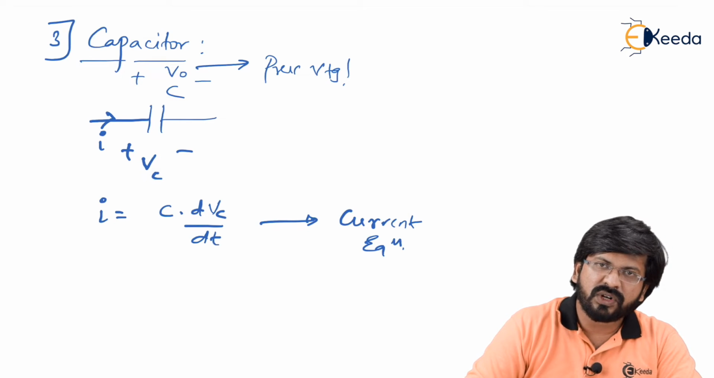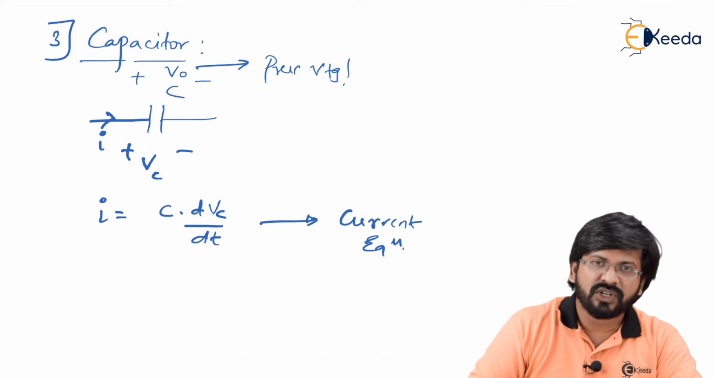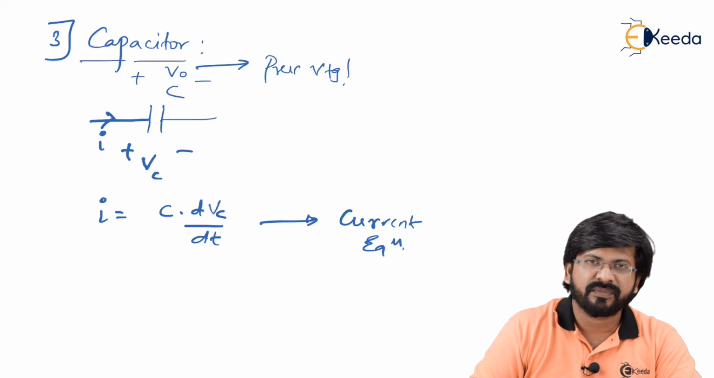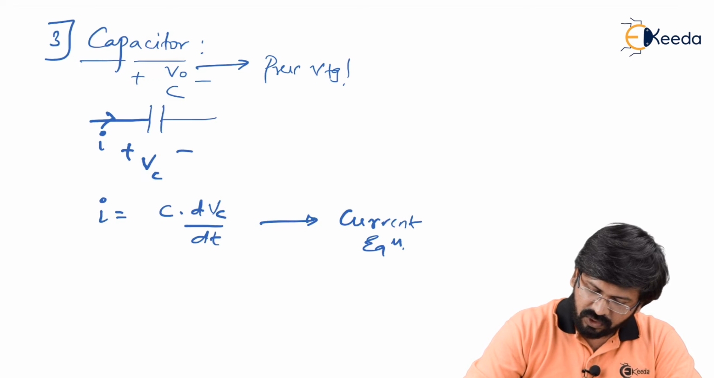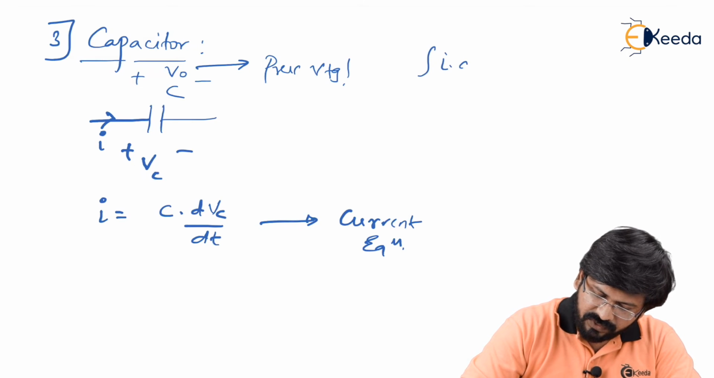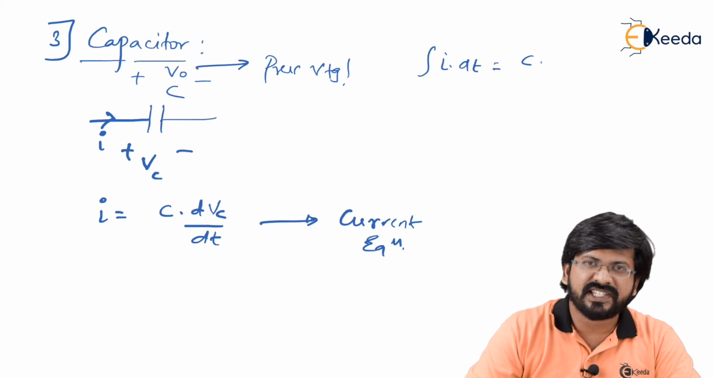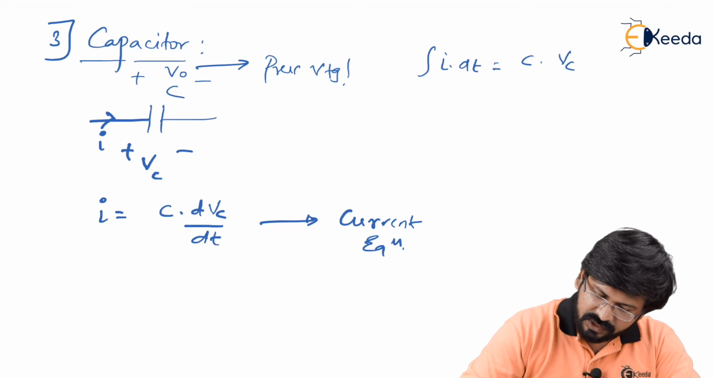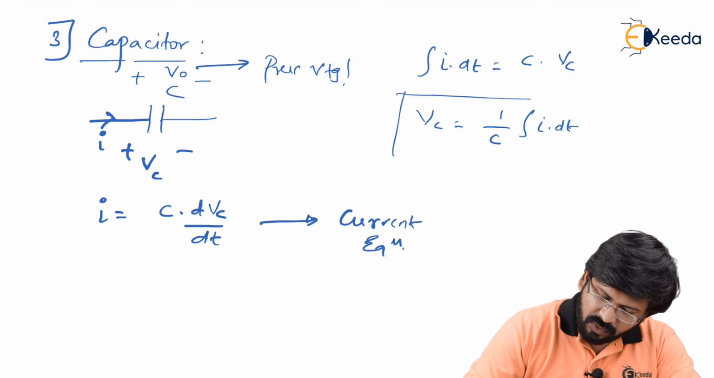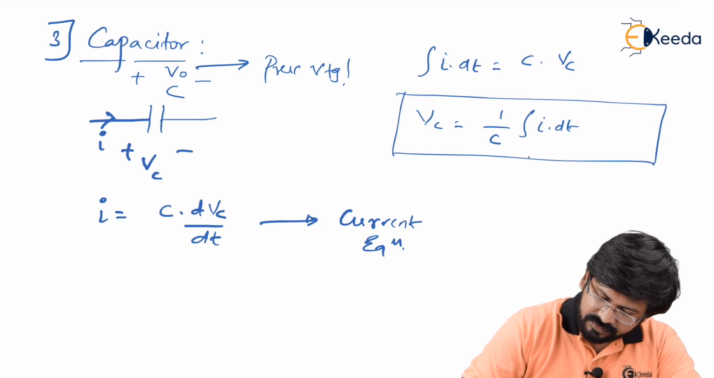Now suppose you want to have the voltage equation. As you can see, your voltage is in the form of a derivative. To get that voltage out, you need to integrate on both sides. So integrating on both sides, you will get integration of I dt, which is equal to C into, as integration and derivative cancel each other, it becomes simply Vc. Or you can write now Vc is equal to 1 upon C integration I dt. This is what your voltage equation is.